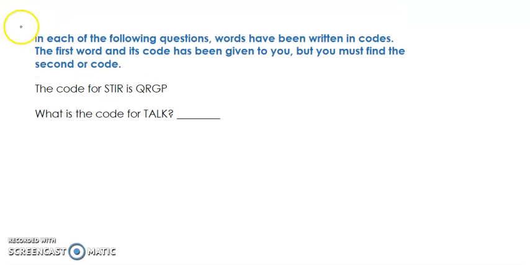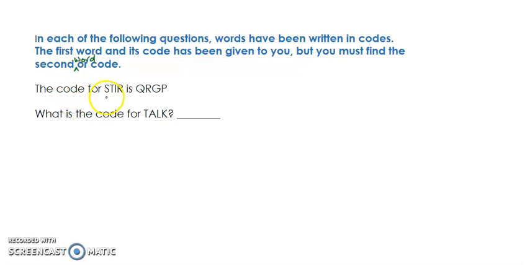So the first thing you're going to do is to read the instruction. In each of the following questions, words have been written in codes. The first word and its code has been given to you, but you must find the second word. I'm sorry, that should say second word or code. Put word right here. All right.